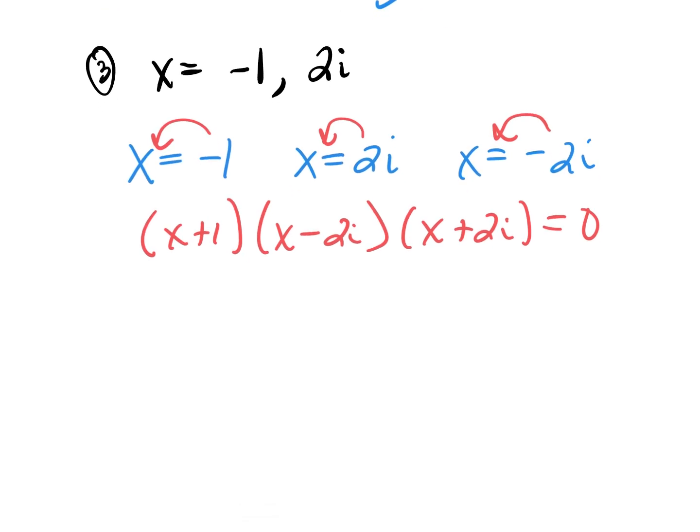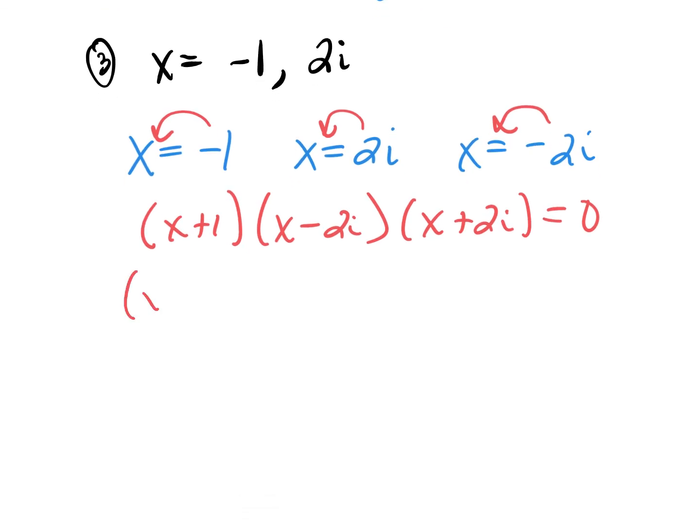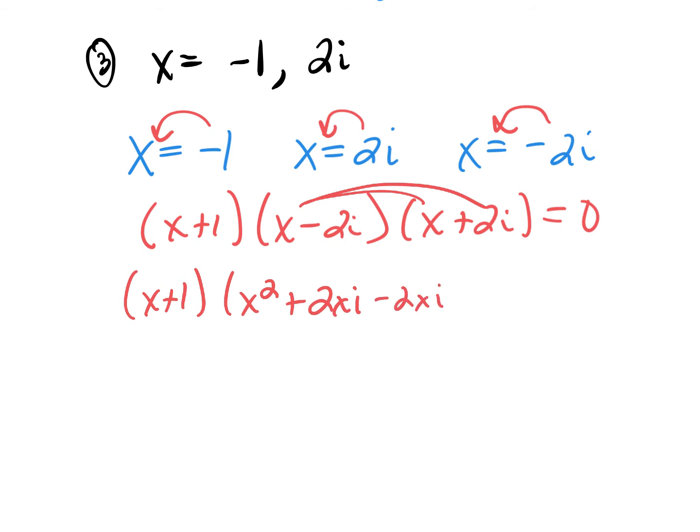I would FOIL the second 2 first. Just leave x plus 1 out here, hanging out. So x times x is x squared. X times positive 2xi. Negative 2i times x is negative 2xi. Negative 2i and a positive 2i is negative 4i squared.